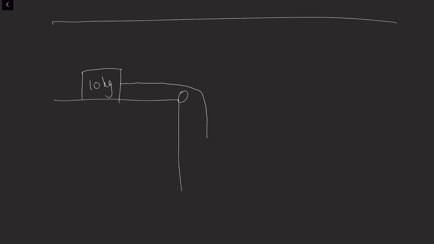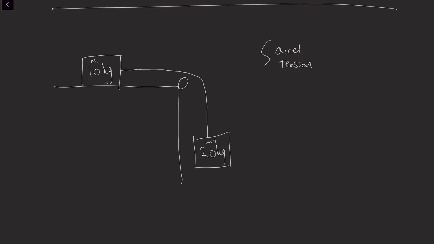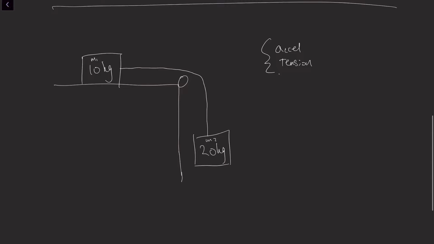Now we have a block of, let's say, 10 kilograms. Nice round number. And there's another block of 20 kilograms. And we'll call this again M2 and M1. So the question now that you might get asked is, 1, what is the acceleration? And 2, what is the tension? These are the two questions that you might get asked in a problem like this.